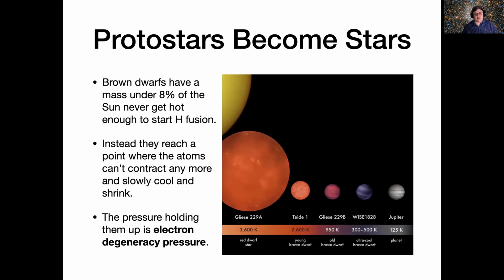A brown dwarf contracts until the atoms can't contract anymore. And that slows it down. It kind of settles into a final state, and then slowly continues contracting forever. Now, the pressure holding this thing up is not that equilibrium of thermal pressure and gravitational. It's an equilibrium between gravity and something called electron degeneracy pressure. We're going to come back to this because it's also important at the end of a star's life. This is a quantum mechanical effect that limits how close electrons get to one another because they cannot be in the same place with the same energy level.